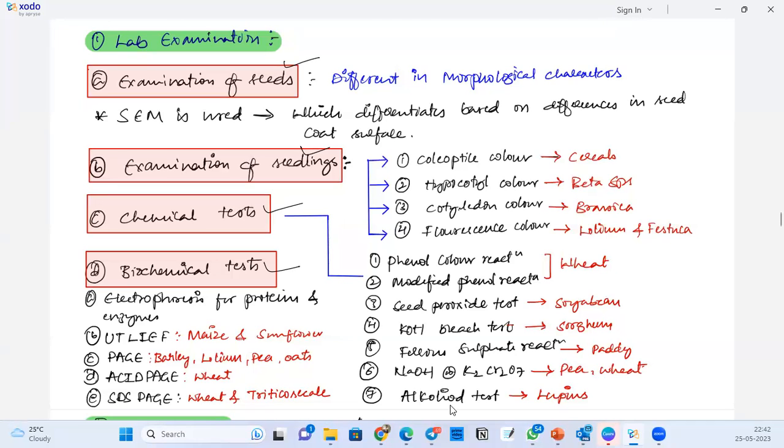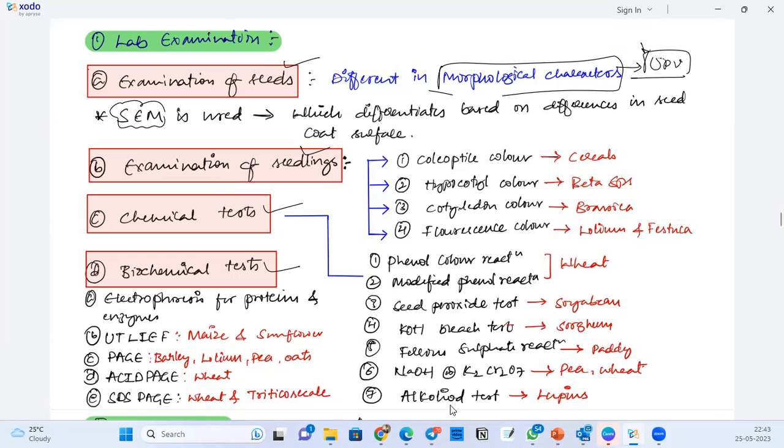Clear? So the examination of the seeds is basically done on morphological traits. This is very much similar to ODV, the determination of other distinguishable varieties, where the examination is done on stable morphological characters of the seed. If there is any deviation, it is considered an off type. For this purpose, a scanning electron microscope is used, which differentiates based on differences in seed coat, and not only the seed coat structures but all the different morphological structures on the seed.